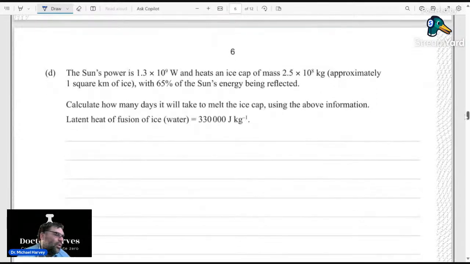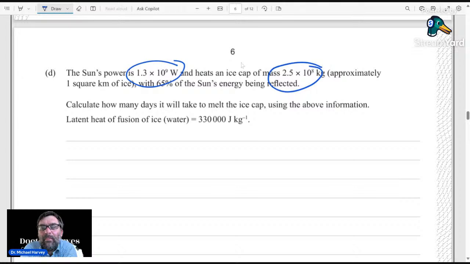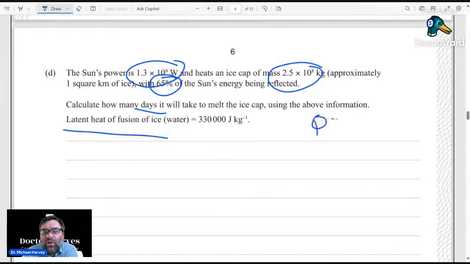Final question then for this is part D. So the sun's power is 1.3 times 10 to the 9 watts. It heats up an ice cap of a mass of 10.5. And 65% of the sun's energy is being reflected. Calculate how many days it would take to melt the ice cap. You've also got a latent fusion, so Q equals ML would potentially be in there.